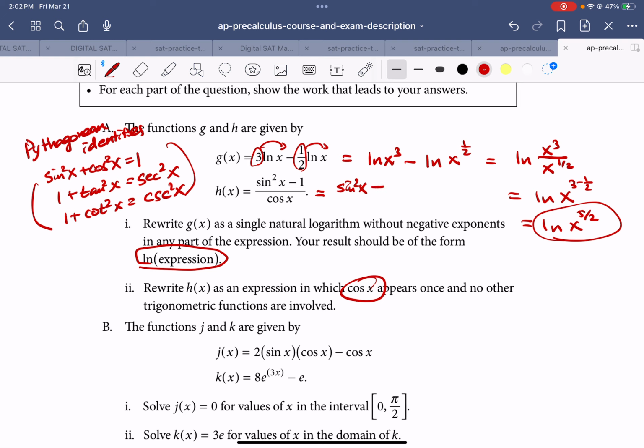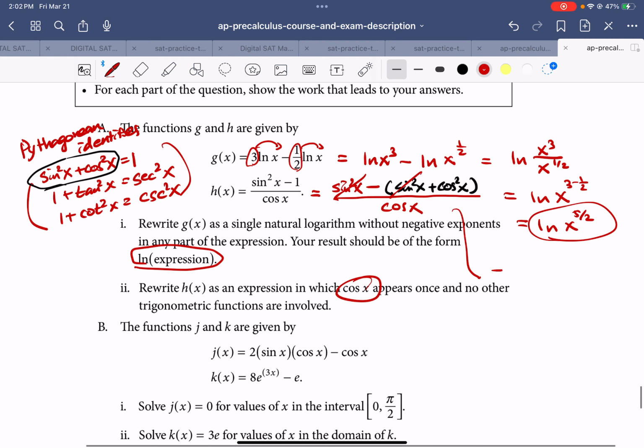Okay, so how are you going to use it? The 1 in here is sine square x plus cosine square x, right? So instead of 1, I substitute sine square x plus cosine square x, and all over cosine x. Okay, so I know this one cancels out.